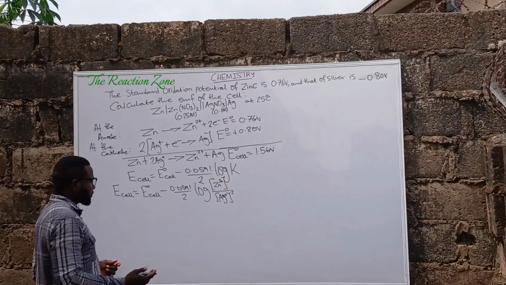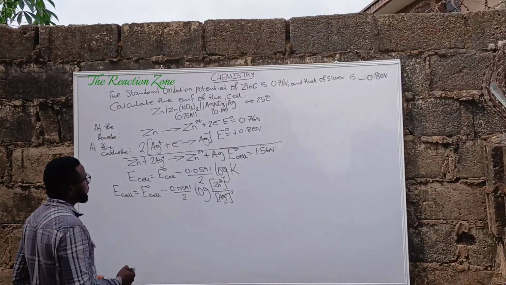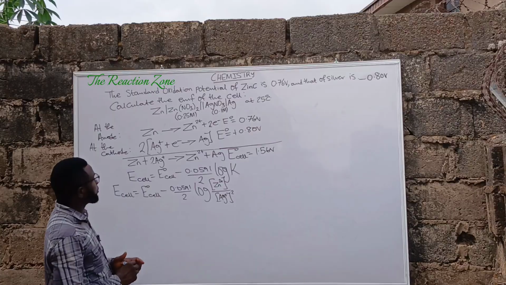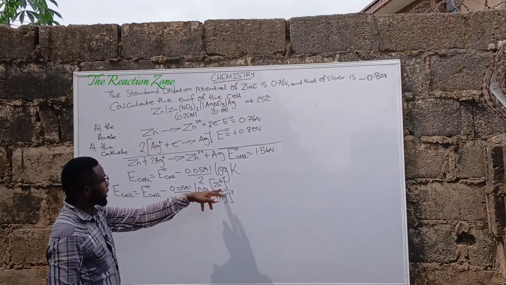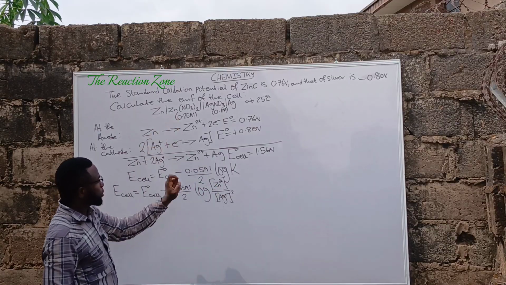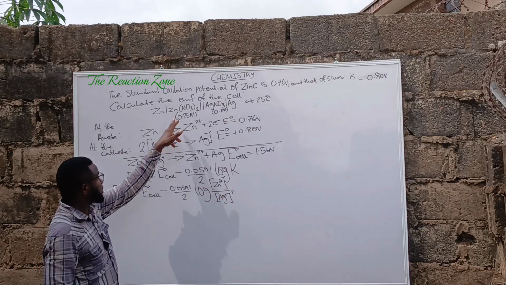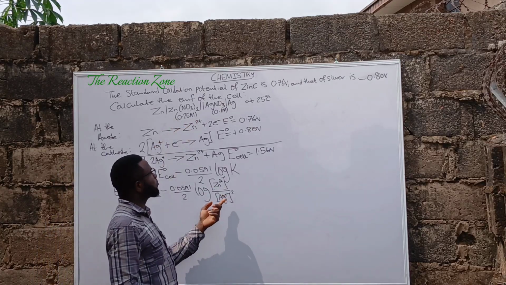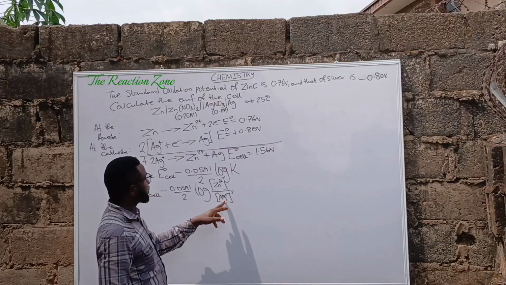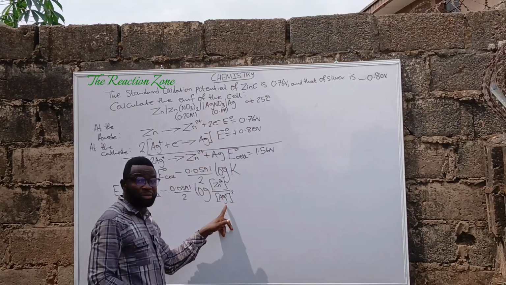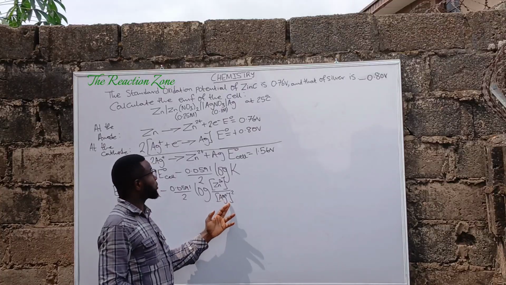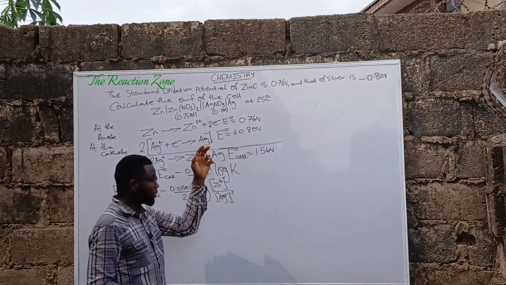Now, the next thing is to input the values. The concentration of Zn2+ is the same as the concentration of zinc nitrate because zinc ion is present in zinc nitrate. So the concentration of Zn2+ is 0.25 mole per dm cube. And the concentration of Ag+ is the same as the concentration of silver nitrate because Ag+ is present in silver nitrate. So the concentration of Ag+ will simply be 0.1 mole per dm cube.